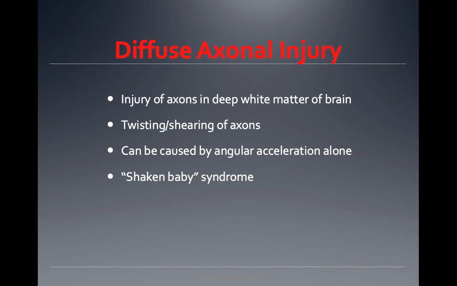Think about the problems with shaken baby syndrome, where you have this little baby and somebody's shaking them very, very hard, and their head is moving back and forth super fast. And the common cause of coma is going to occur because of this diffuse axonal injury, okay?